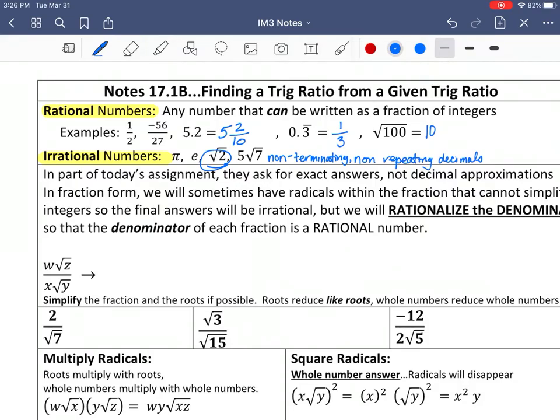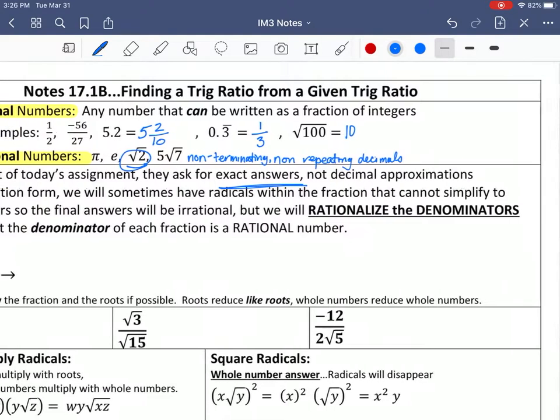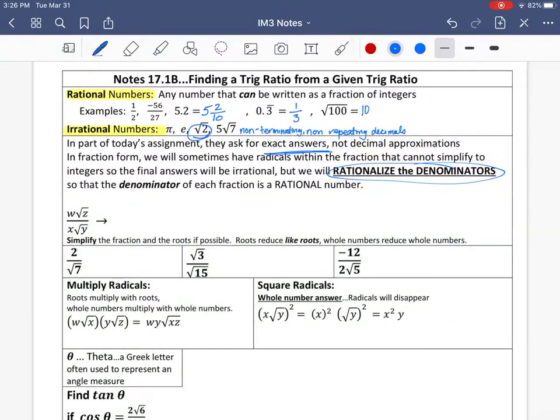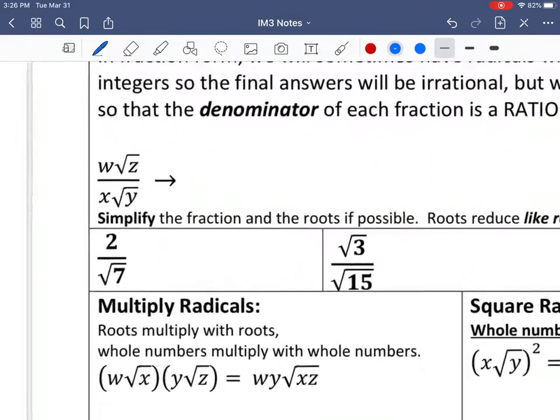In part of today's assignment, they ask for exact answers, not decimal approximations. So that means we want to leave it in radical form. And when we leave things in radical form, we have to draw a tree for it often, but also there's one big idea where we have to get a radical off the denominator. This is called rationalizing the denominator. And if what I'm doing doesn't make sense to you, you can always look it up on YouTube. I'm sure there are a million other teachers that have talked about it.